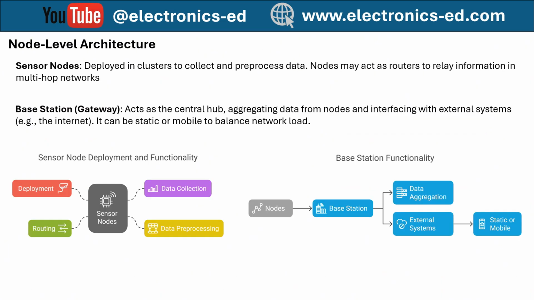1. Node-level architecture. Sensor nodes are deployed in clusters to collect and pre-process data. Nodes may act as routers to relay information in multi-hop networks. The base station gateway acts as the central hub, aggregating data from nodes and interfacing with external systems, for example, the Internet. It can be static or mobile to balance network load.